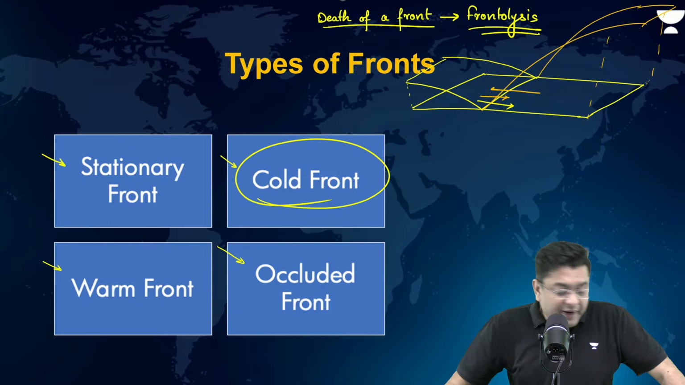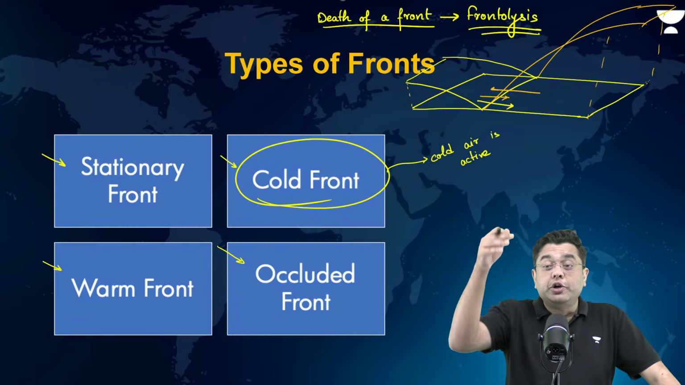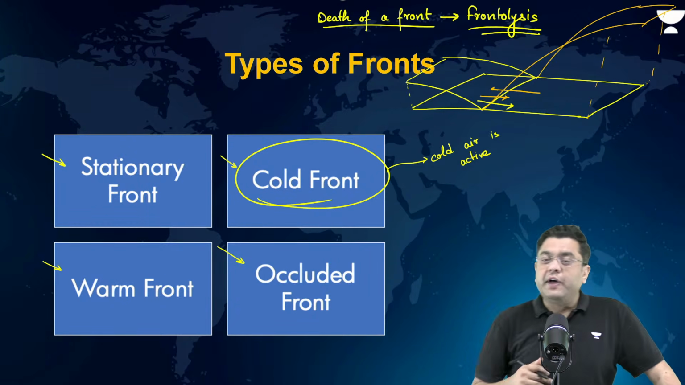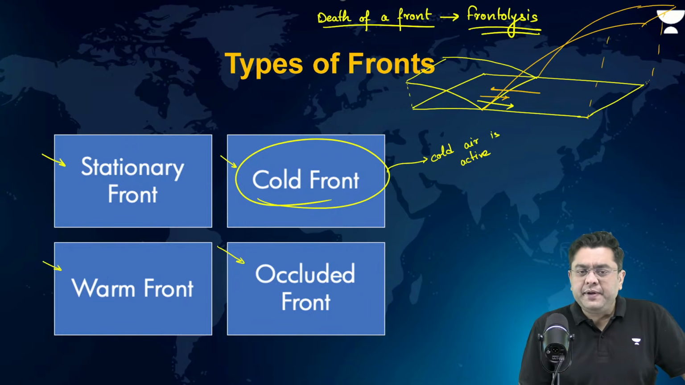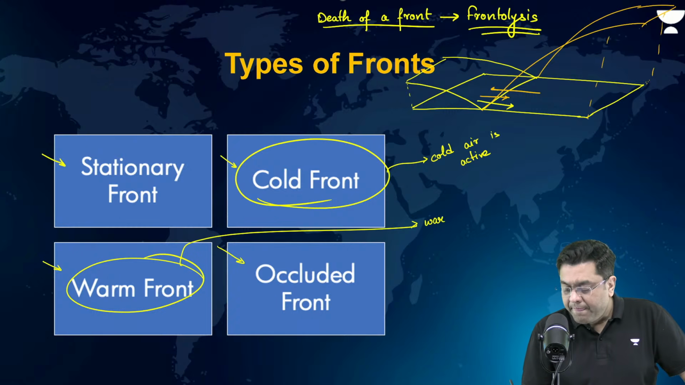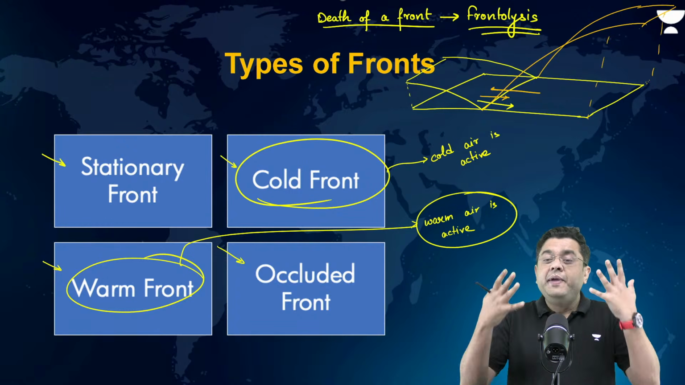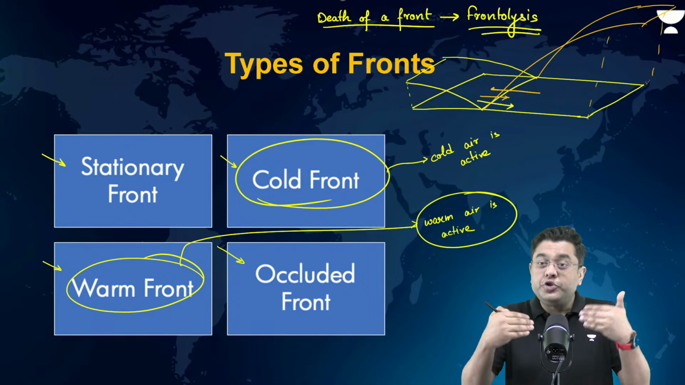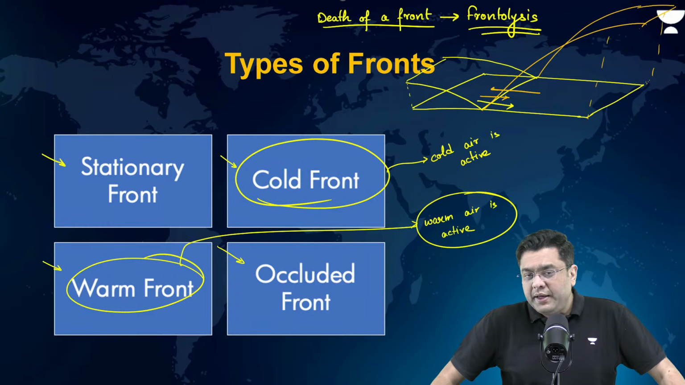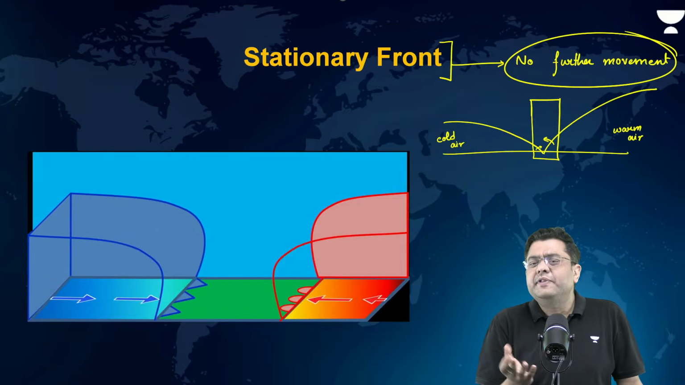Now, cold front, in this case, cold air is active. Cold air pushes into the region of warm air. It suddenly pushes up the warm air. We will take a look at it with the help of animation. Warm front, in this case, warm air is active. So when warm air is active, it basically pushes the region of the cold air also. Here also, warm air gets uplifted because it is lighter. But let us understand this with the help of the animation.